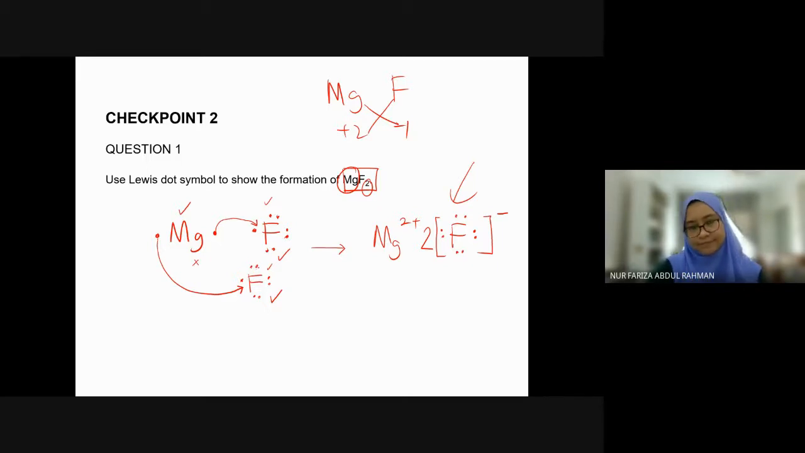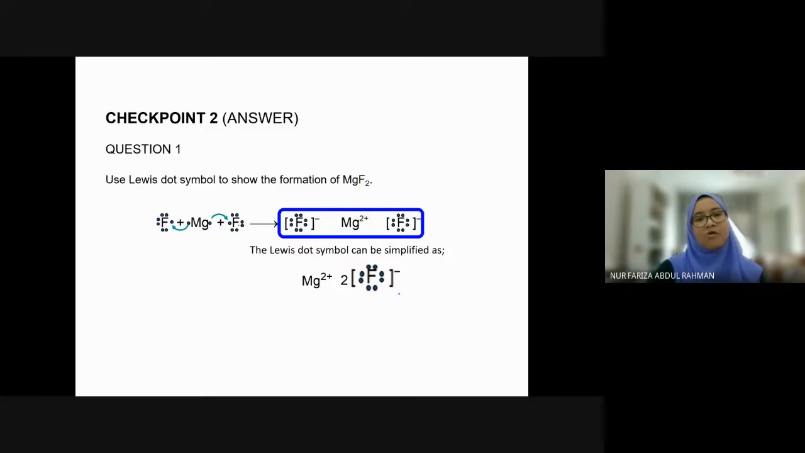Okay, right. So this is how you can also write ataupun draw the formation by using this. Nampak tak maksud saya tadi? You can use this 2, or you can simplify in this form. Boleh, dua-dua pun boleh. But you need to have the arrows. Without the arrows, the mark will be deducted.